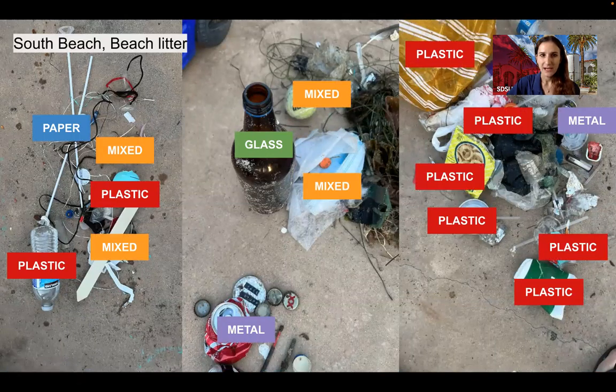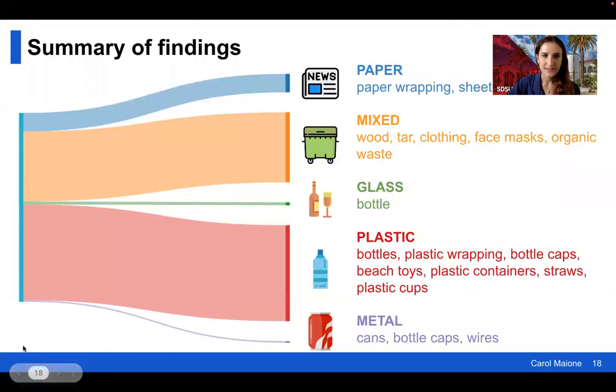And as you can see here, the main categories that we used were paper, plastic, metal, glass, and mix, which was composed of different non-recyclable and wet materials. This is the summary of our findings. We found that paper was composed of paper writing and sheets, and we had mixed materials such as wood, tar, clothing, face masks, organic waste. We then found glass in the form of bottles, plastics in terms of bottles, plastic wrappings, bottle caps, beach toys, plastic containers, straws, plastic cups, and finally metal cans, bottle caps, and wire.